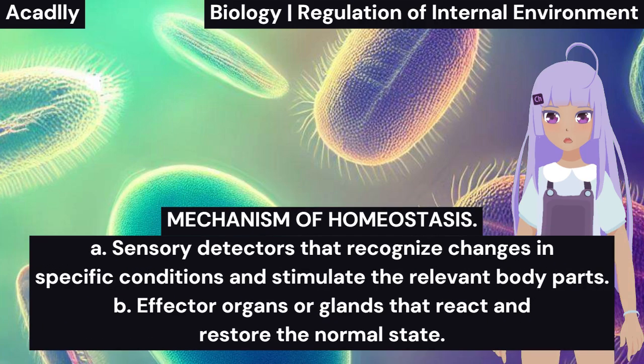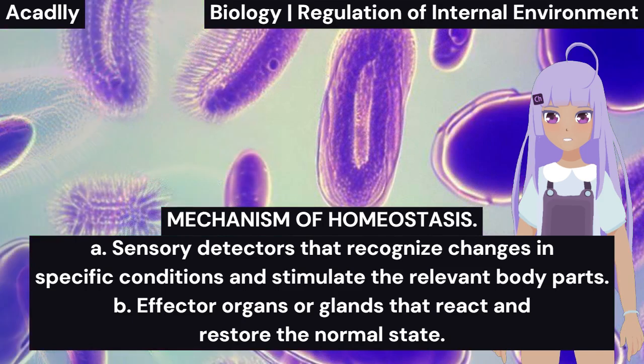Mechanism of homeostasis. Homeostatic processes involve control mechanisms that detect and respond to changes in the organism's internal environment. These mechanisms typically include A. Sensory detectors that recognize changes in specific conditions and stimulate the relevant body parts. B. Effector organs or glands that react and restore the normal state.